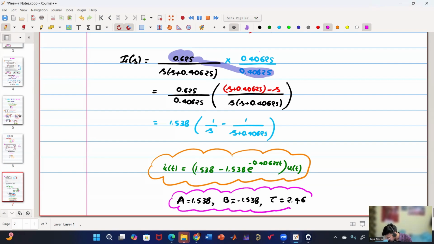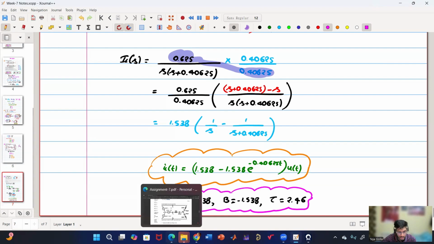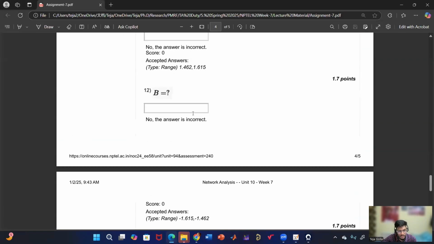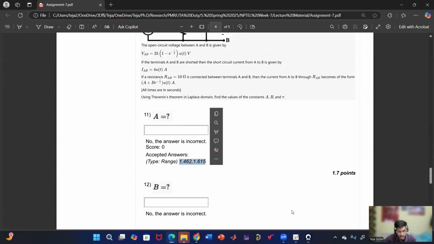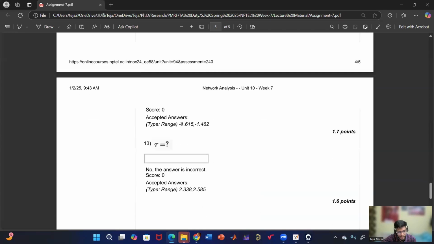So let us go and cross check whether the values are the same or not. Then I'll summarize. A is 1.538, within the range. B is minus 1.538, also in the range. Tau is 2.46, also in the range.